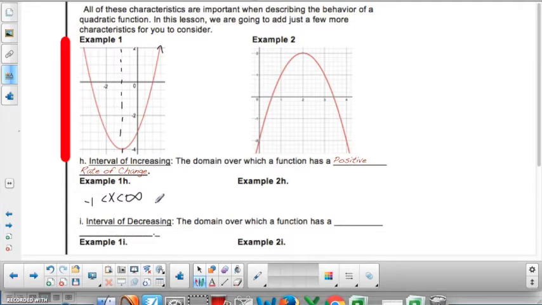You will also sometimes see this written as just x is greater than -1 because this is increasing everywhere that x is bigger than -1.